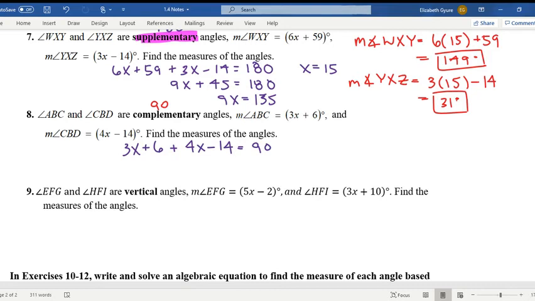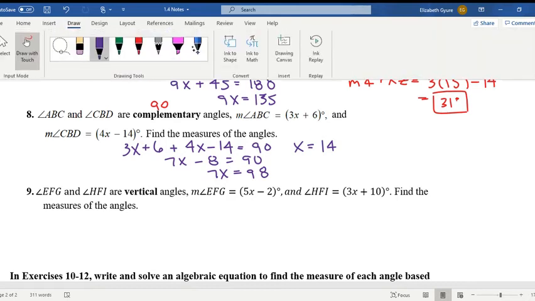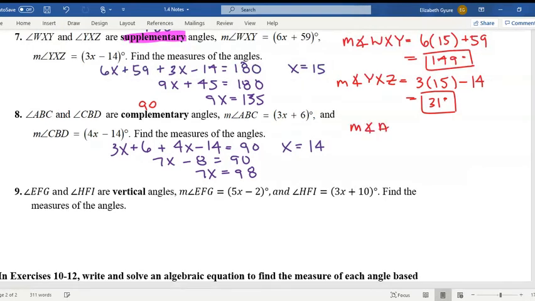Combine your like terms, 3x plus 4x is 7x. 6 minus 14 is minus 8 equals 90. Add your 8 over. 7x equals 98. And then divide to get 14. Again, it wants the measures of the angles, so make sure you plug it back in. The measure of angle ABC is 3x plus 6, so that's going to be 3 times 14 plus 6. So that should give you 48.